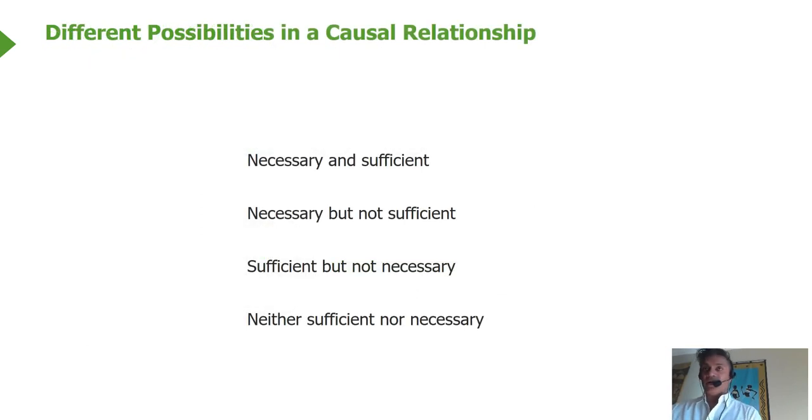Now, when we talk about causal relationships, there are 4 possible logical relationships that we can talk about in terms of an exposure-outcome process. First is that the exposure is necessary and sufficient to give you the outcome. The second is that it's necessary but not sufficient. The third, the exposure is sufficient to give you the disease but not necessary. And lastly, the exposure is neither sufficient nor necessary to give you the disease. What does this mean? Let's work it through.